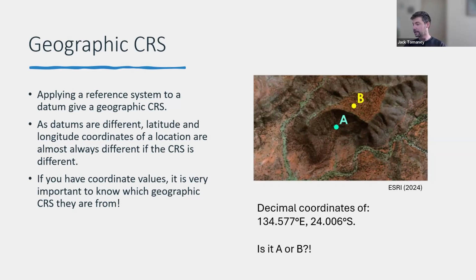So we can see an example here. Point A and point B have exactly the same coordinates, but are in different coordinate reference systems. Therefore, we don't know if the real location that the person wants to show us is at point A or is it at point B on the actual Earth.